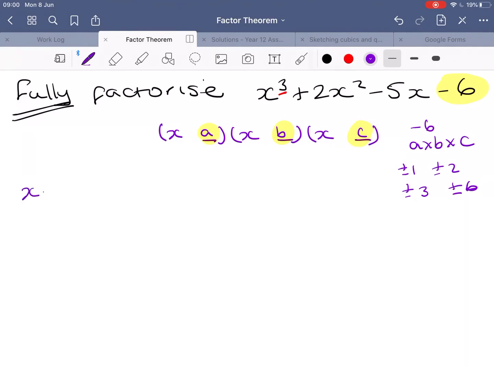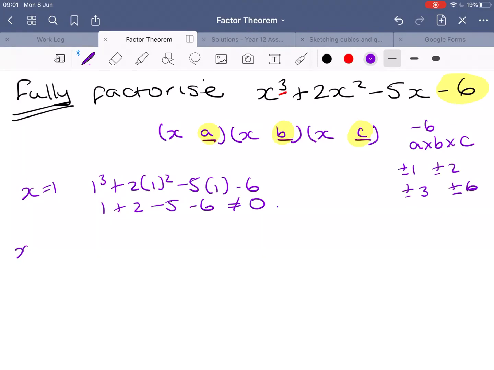So I always try x equals 1 to begin with. 1 cubed plus 2 lots of 1 squared minus 5 lots of 1 minus 6. So I've got 1 plus 2 minus 5 minus 6. I don't even really have to work it out. I can see it doesn't equal 0.